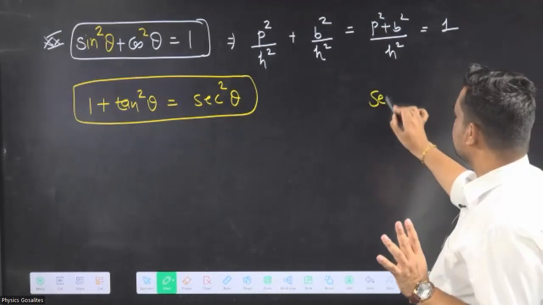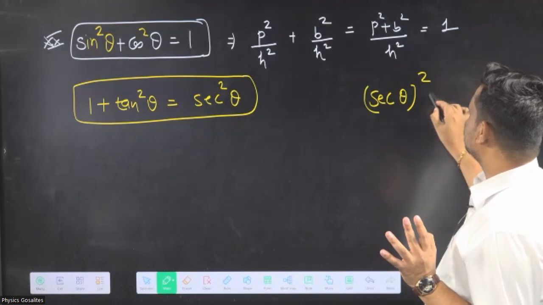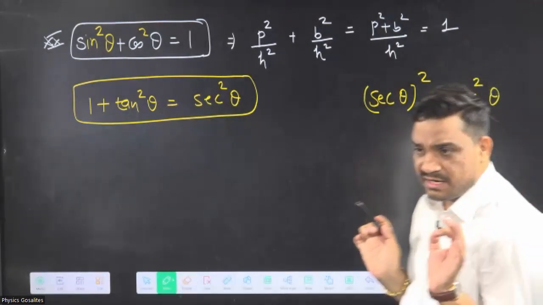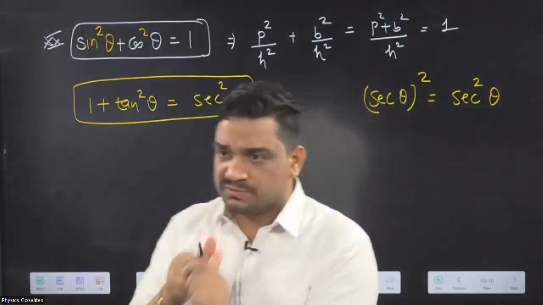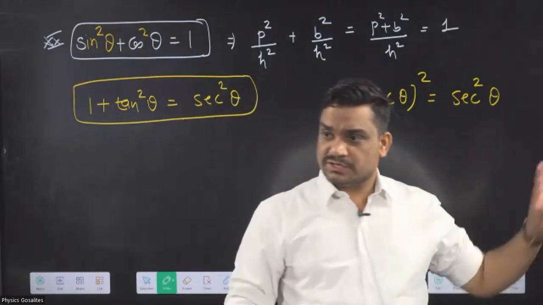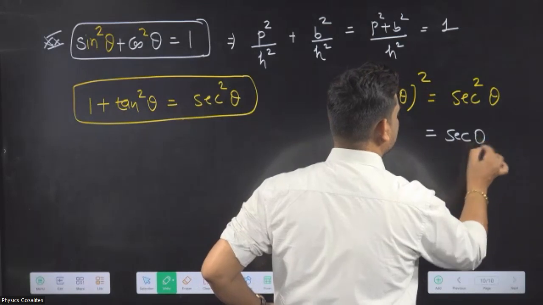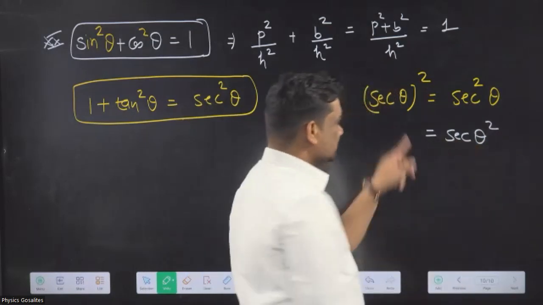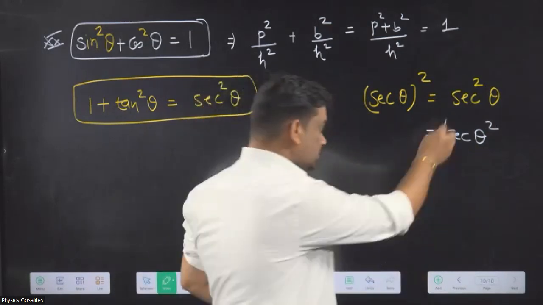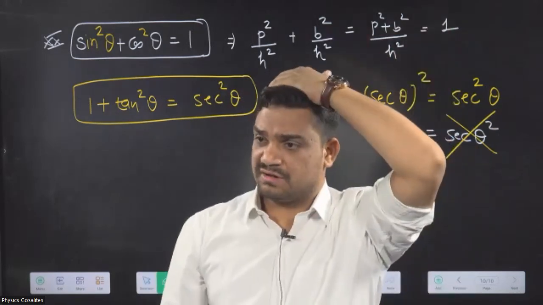Some people have doubt here that, sir, sec square theta is basically sec theta whole square, written as sec square theta. Is this thing clear now? Sec theta whole square is basically written as sec square theta. What people write here is something else, like sec theta square equal to this, equal to this. Don't make this type of mistakes. Some people are making these division mistakes also. Not like that.